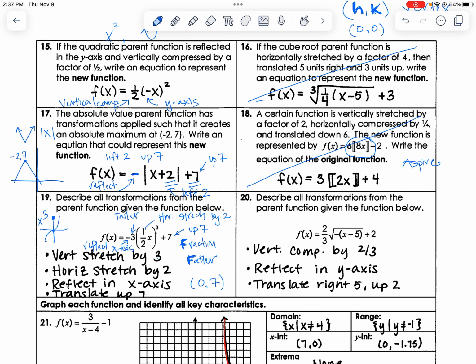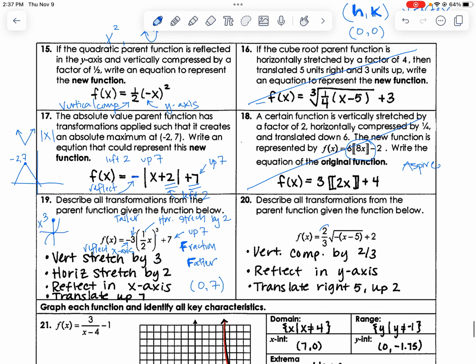And lastly, all the transformations that happen here. We're going to see a vertical compression by 2/3, which means it's going to get shorter by a factor of 2/3. It's going to be reflected in the y-axis because of that negative. It's going to move to the right 5 and up 2.